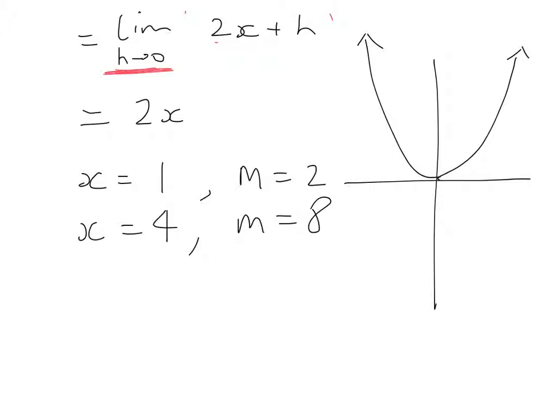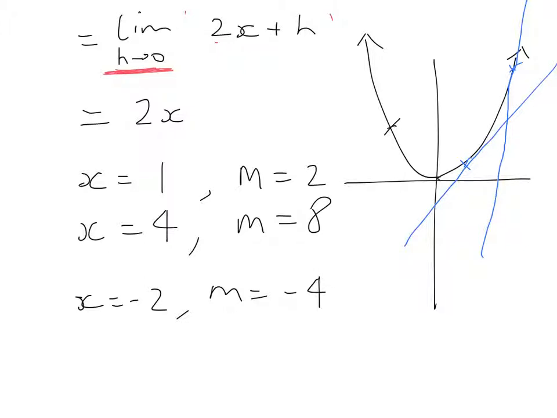Let's look here and say, at x equals 1, that gradient is going to be about 2. Would you agree? Well, 4 might not be great on my graph, but the gradient is going to be really, really steep. Let's go x equals negative 2. The gradient of the tangent at x equals negative 2 would be negative 4, because it's just 2 times negative 2.